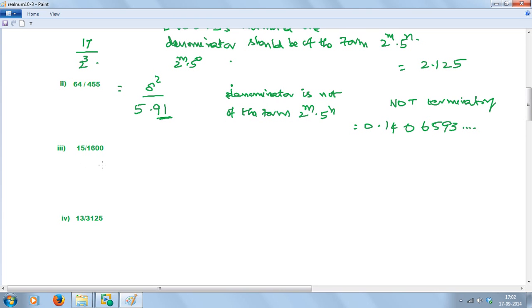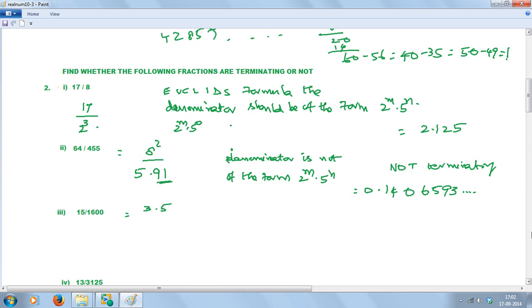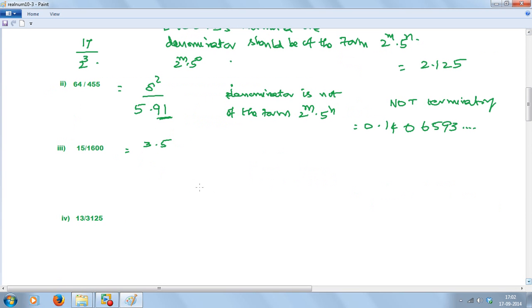Next problem is 15 divided by 1600. Here 15 we can write as 3 multiplied by 5. So bring the numerator and everything to the simple form. Cancel the common factors, and we can get it to the form 2 to the power m or 5 to the power n in the denominator, so that the problem is easy to solve. What is the denominator in this case? 1600 divided by 25 is 64. If 100 is divided by 4, this is multiplied by 4.